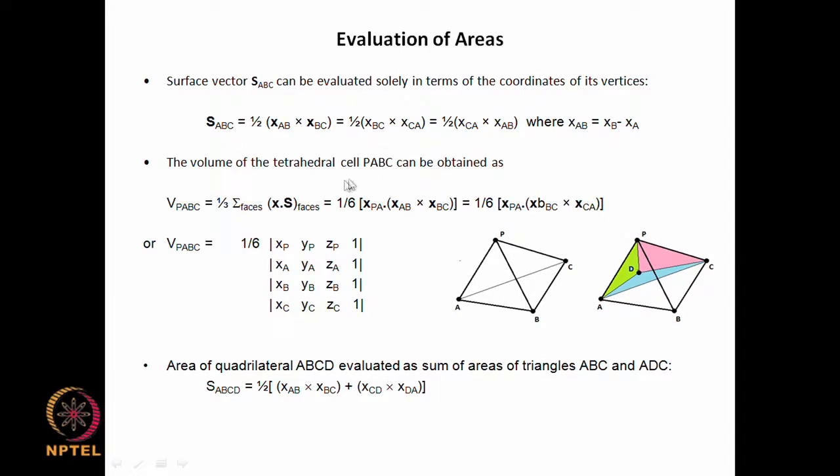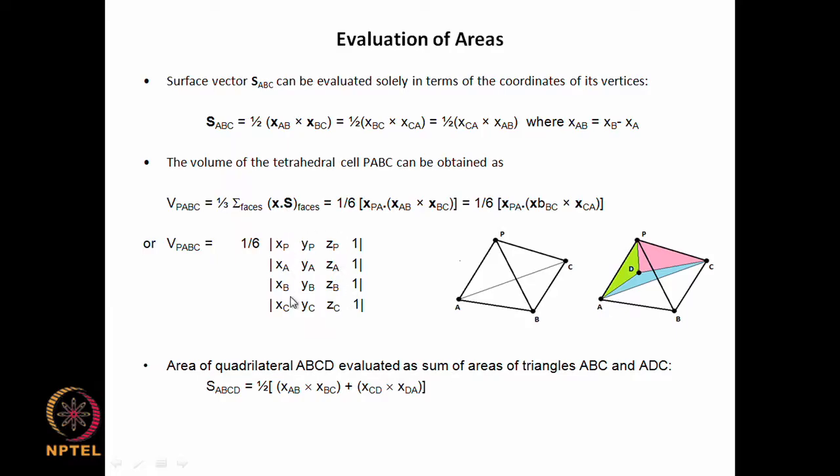The volume of the tetrahedral element PABC, that is this one, can be evaluated as one third of the sum over the faces of x dot s face. So this becomes one sixth of xPA dotted with xAB cross xBC, also xPA dot, there is a mistake here, xBC cross product with xCA. Again the point is we can make use of the coordinate points to evaluate the volumes. This is the determinant of xp, yp, zp, 1 and xa like this.